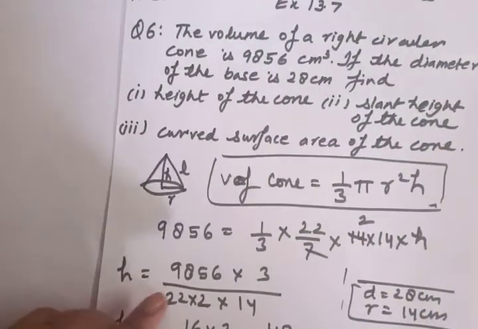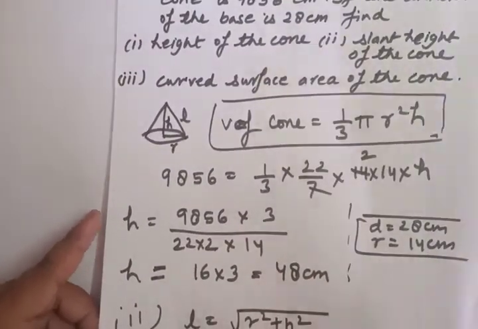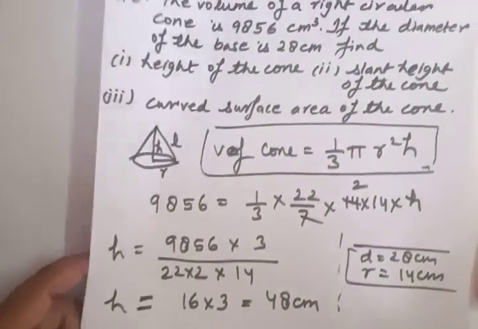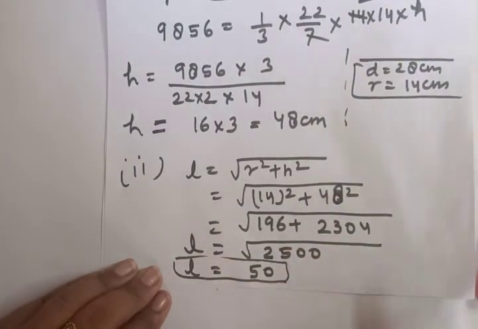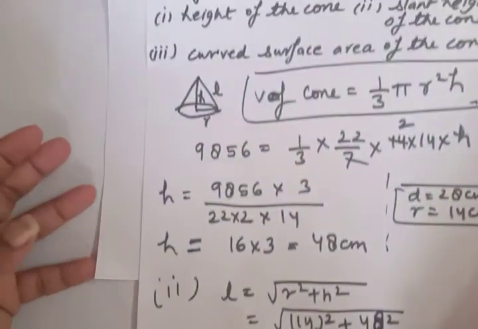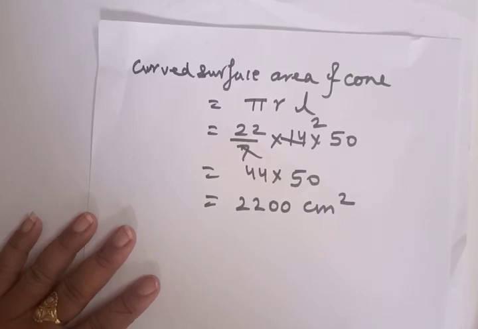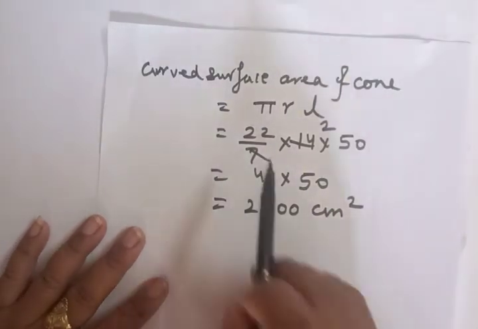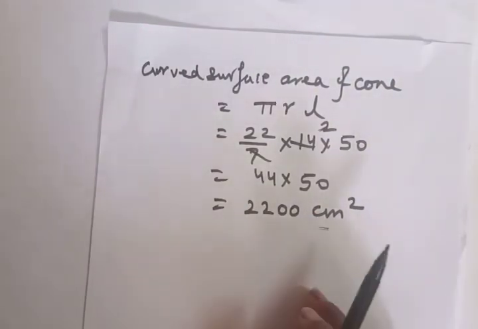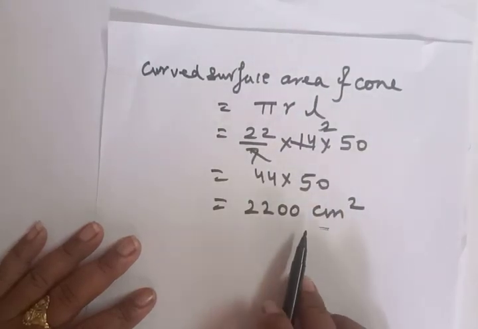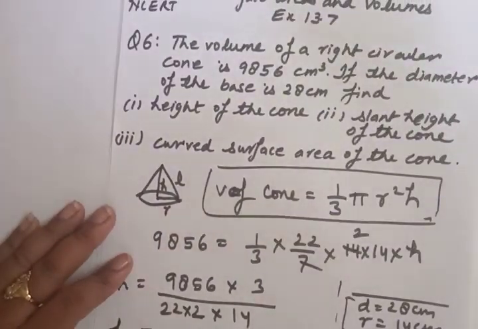Volume is given, so we have to equate the volume with the formula, and whatever radius or height is given, we put in, and we can find the unknown radius or height using this relation. Only one thing will be unknown, so we can easily find it. For the curved surface area, we have already seen how to find it in my previous video. πrL is the formula for curved surface area, and after putting in the values, 2200 centimeter square is the curved surface area. I hope it is very clear to you. Thank you, students.